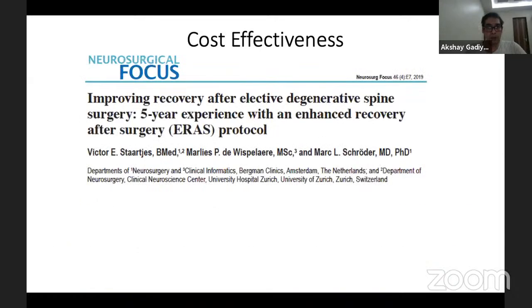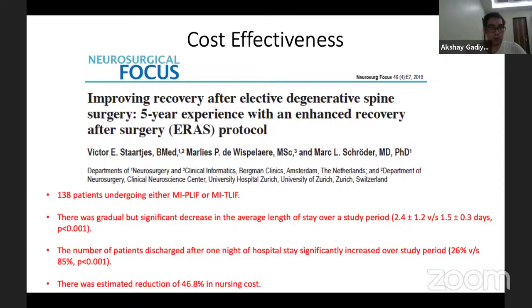Again, another paper, this was a study from France. This was a study of 138 patients undergoing either MI PLIF or TLIF. This study showed that the length of stay gradually decreased over a period of 5 years. As the time progressed, the protocols were refined, and the end point of the study was the 5-year follow-up.